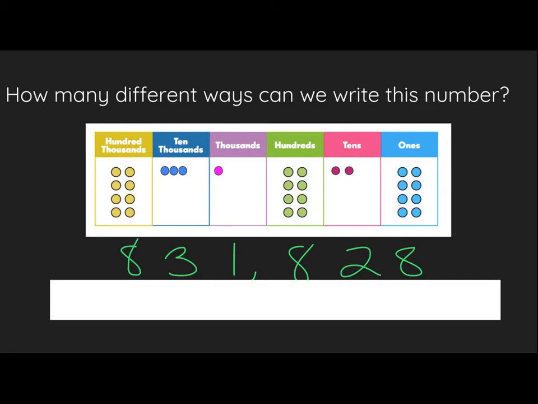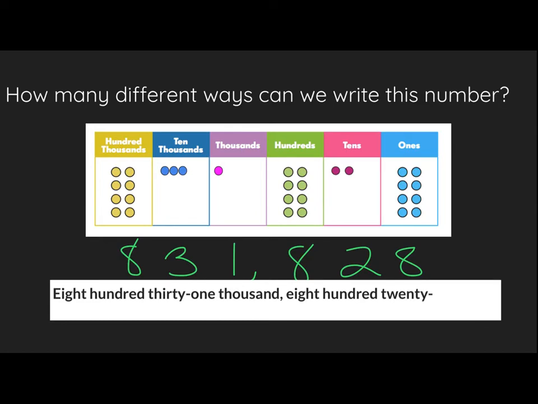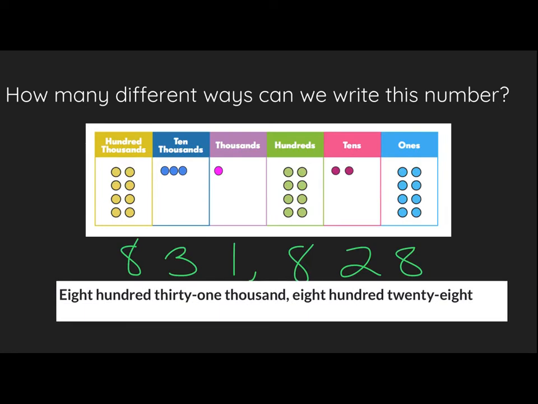So let's try this one. We'll start with a capital letter. We have eight hundred thirty-one thousand, and just like in the number form we need a comma, eight hundred twenty-eight. So let's look to see if we did this right. 831,000, comma, 828. Awesome.